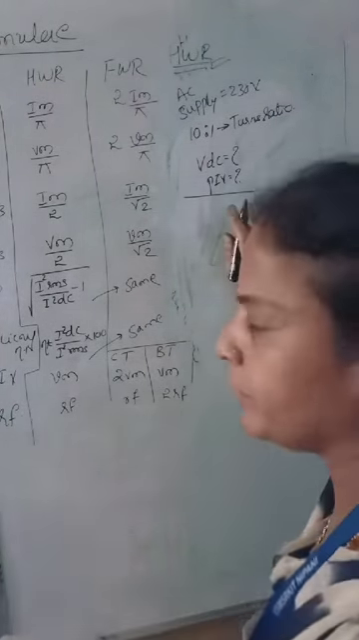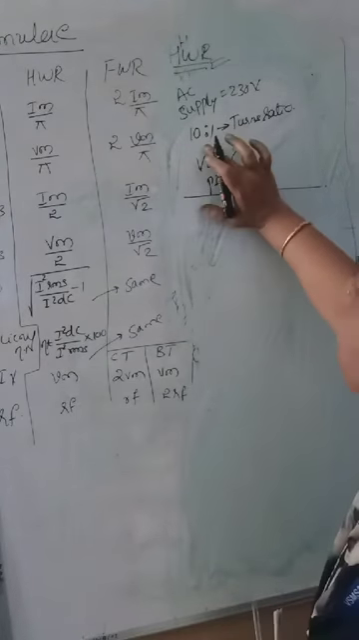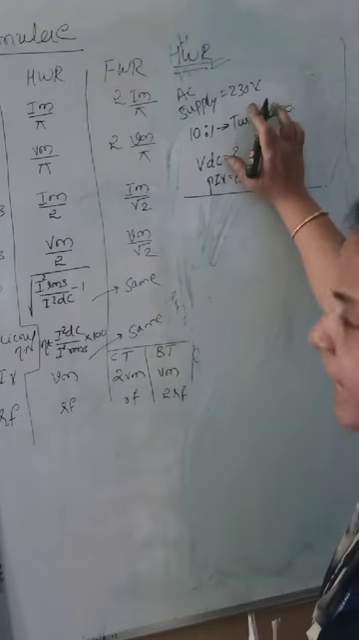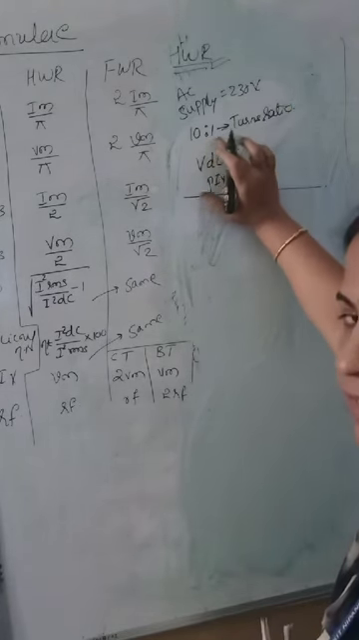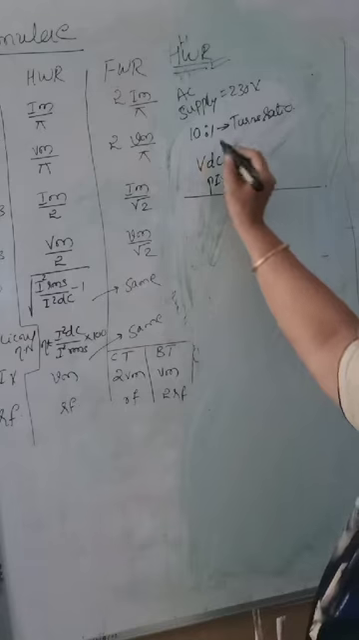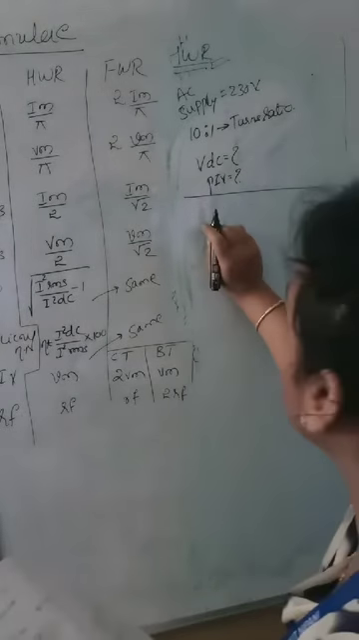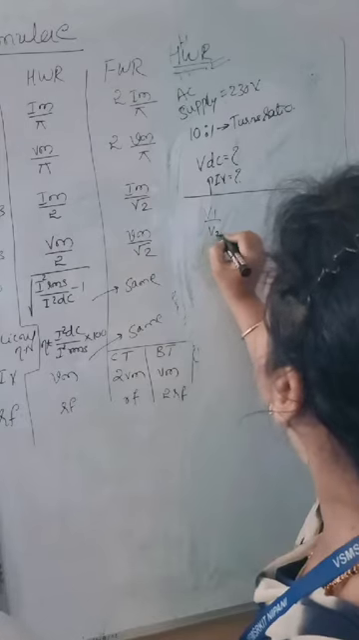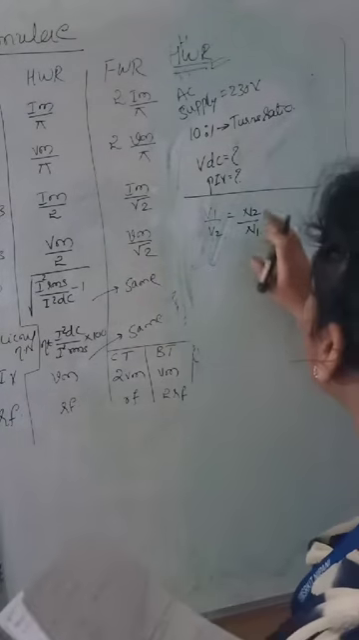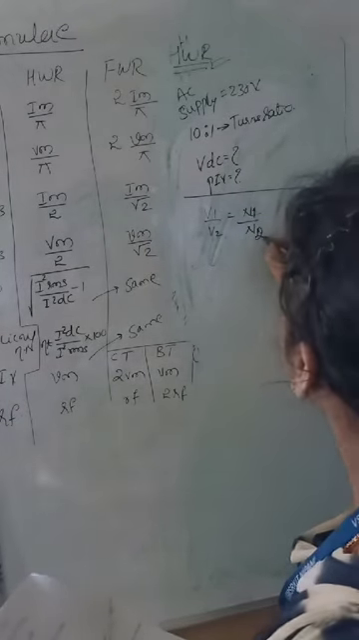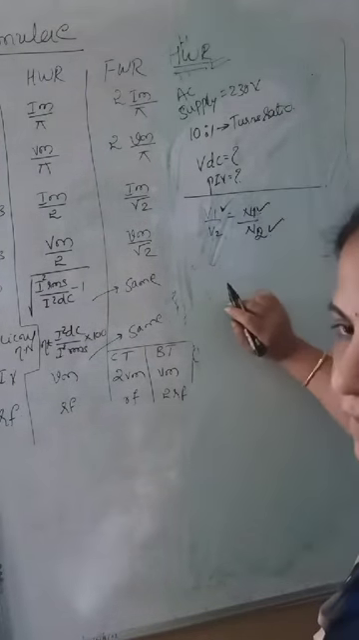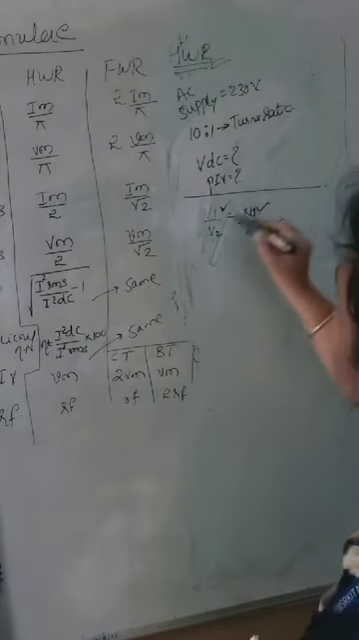This is the problem. Now, they have given the turns ratio 10:1 and the applied voltage. When the turns ratio is given, we need to find the input voltage here with the relationship. We know V1 by V2 is equal to N1 by N2. N1, N2 given, V1 given, find V2.